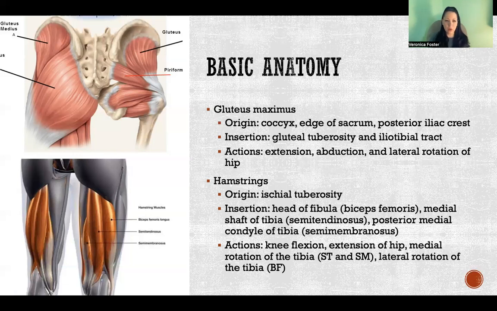So gluteus maximus only crosses and acts on the hip, whereas hamstrings cross the hip and the knee and therefore have actions at both. So the hamstrings are the major knee flexors, but they also extend the hip and medially and laterally rotate the tibia. So the different muscles, depending on which side they insert on, will have minor action in medial and lateral rotation of the tibia in the knee joint.